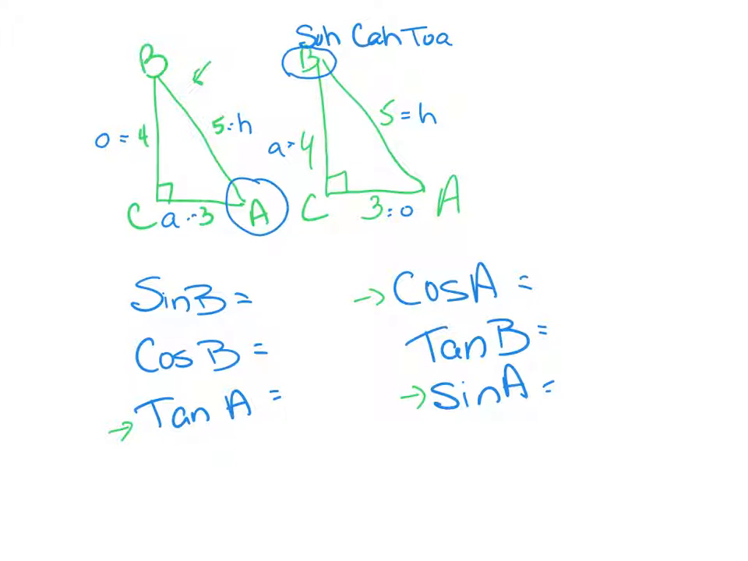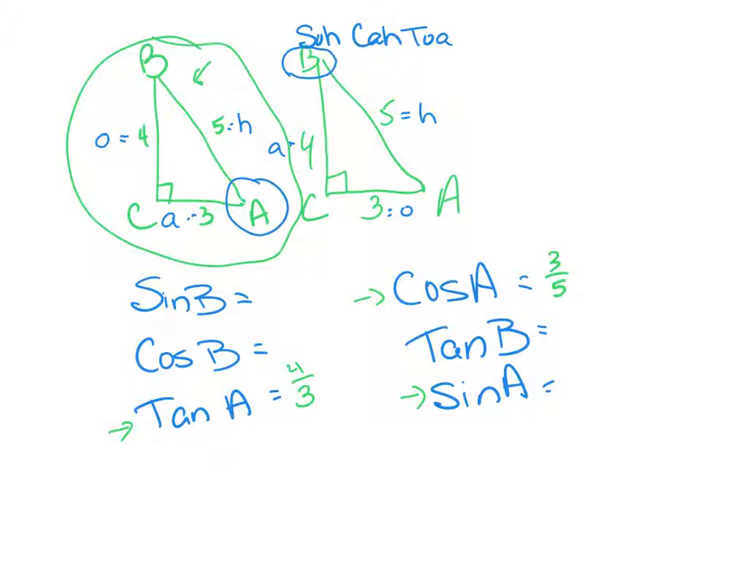So if I want the tangent of A, I'm using this picture right here. And tangent is opposite over adjacent. So tangent of A, which side is the opposite? 4. 4 over adjacent. 3. Now what about cosine of A? Cosine is adjacent over hypotenuse. What is it? 3 over 5. Perfect. And then the sine of A is opposite over hypotenuse.